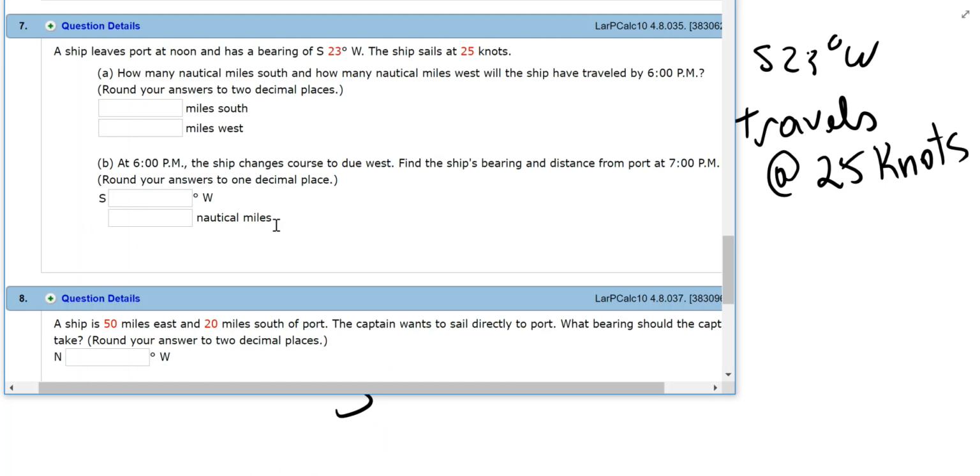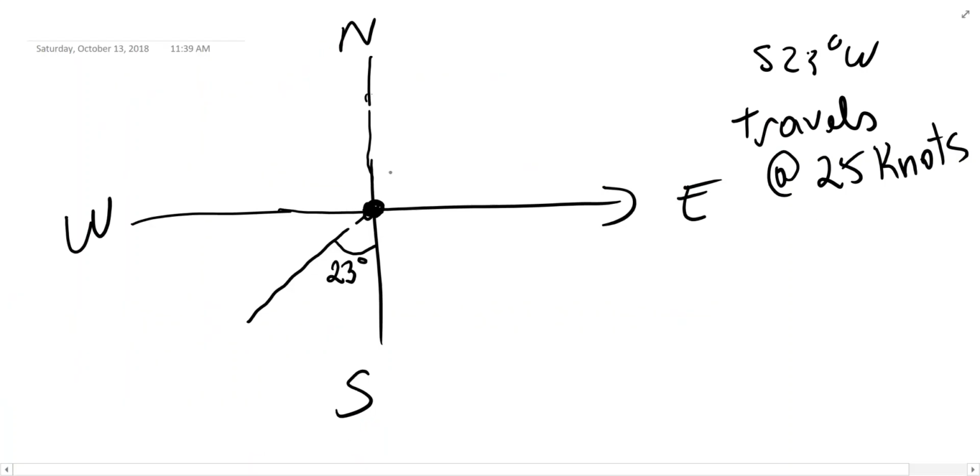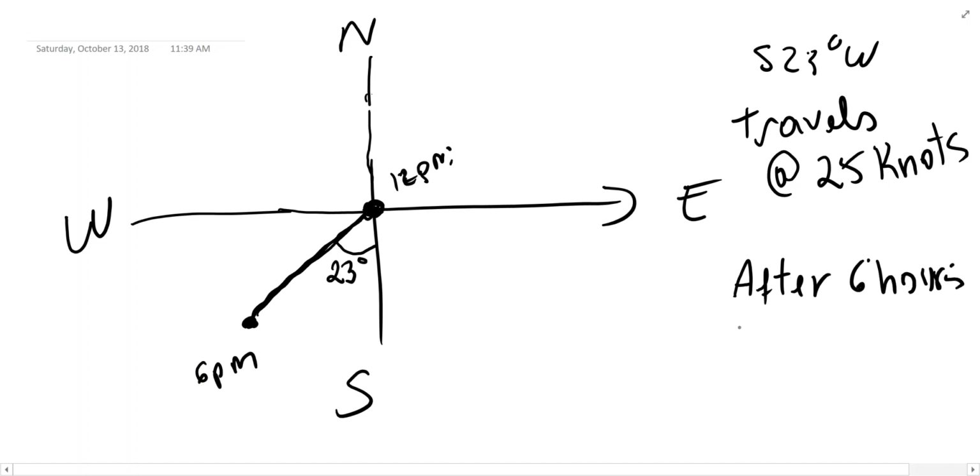All right, then how many nautical miles south and how many nautical miles west will the ship have traveled by 6 p.m.? So this right here is 12 at noon. So let's say that at 6 p.m. is right here. So how many hours does it travel? 6. Okay, so if it travels 25 nautical miles per hour, after 6 hours, you will have 6 times 25, which is 150 nautical miles.